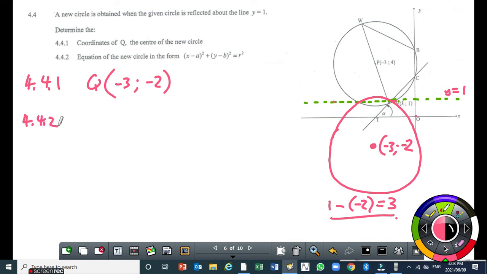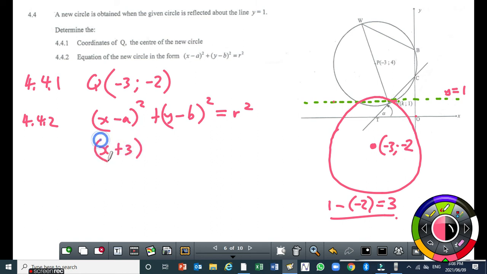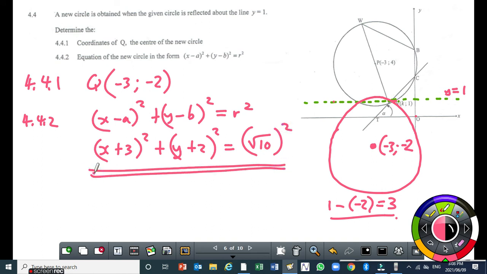Then 4.2 says to find the equation of the new circle. Has the radius changed? No, it hasn't changed. So when you write the formula, remember the general form is x minus a squared plus y minus b squared equal to r squared. Our a is going to be negative 3, so that will be x plus 3 squared, plus the b is negative, so it will be y plus 2 squared, equal to the radius, which is square root of 10, all squared. Let's stop writing there, because you have to write it in this form, with that r squared.